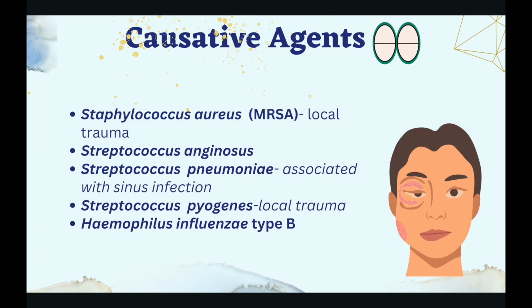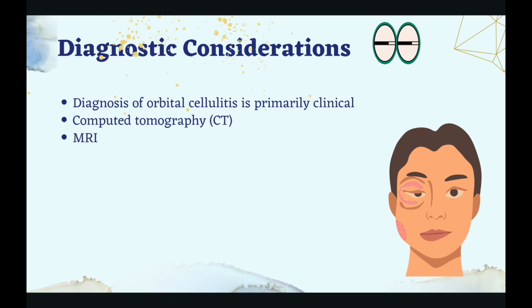Causative agents. Pathogens vary by etiology and patient age. Streptococcus pneumoniae is the most frequent pathogen associated with sinus infection, whereas Staphylococcus aureus and Streptococcus pyogenes predominate when infection arises from local trauma. Haemophilus influenzae type B, once a common cause, is now less common because of widespread vaccination. Fungi are uncommon pathogens causing orbital cellulitis, seen in patients who have diabetes or in those who are immunosuppressed.